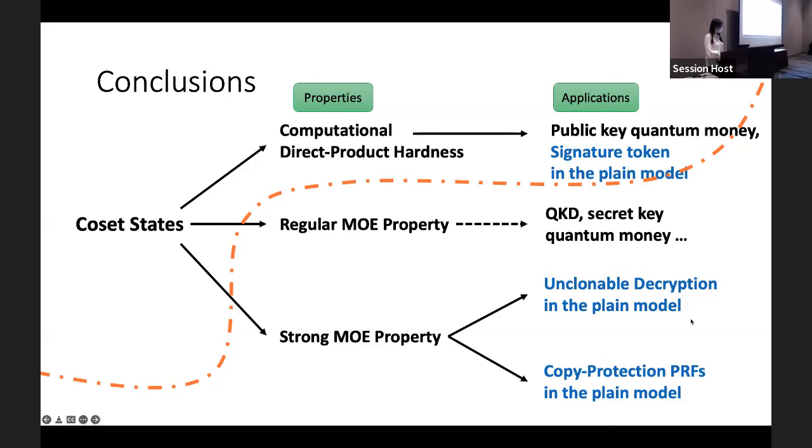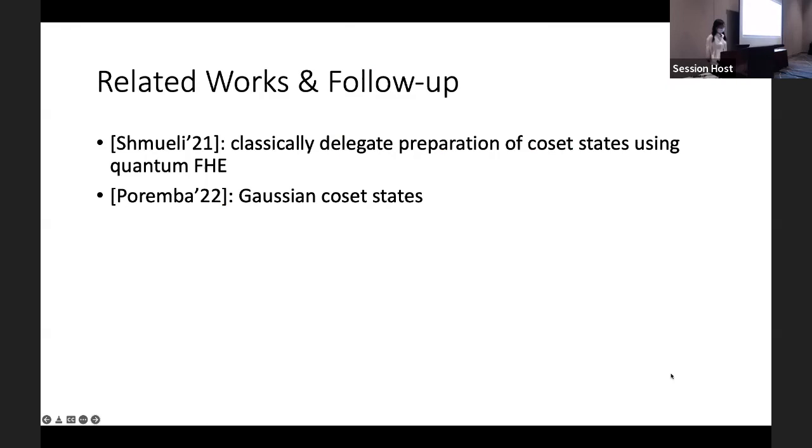And regarding some related works and follow-ups. There's a follow-up work which will be in one of the online QIP talks tomorrow. I think it's one of the best student papers, but it will be at a very unfriendly time for the US people, I think. It shows that Shmueli shows that we can actually prepare the coset states via a classical channel. We can delegate this preparation of coset states via a classical channel using quantum FHE.